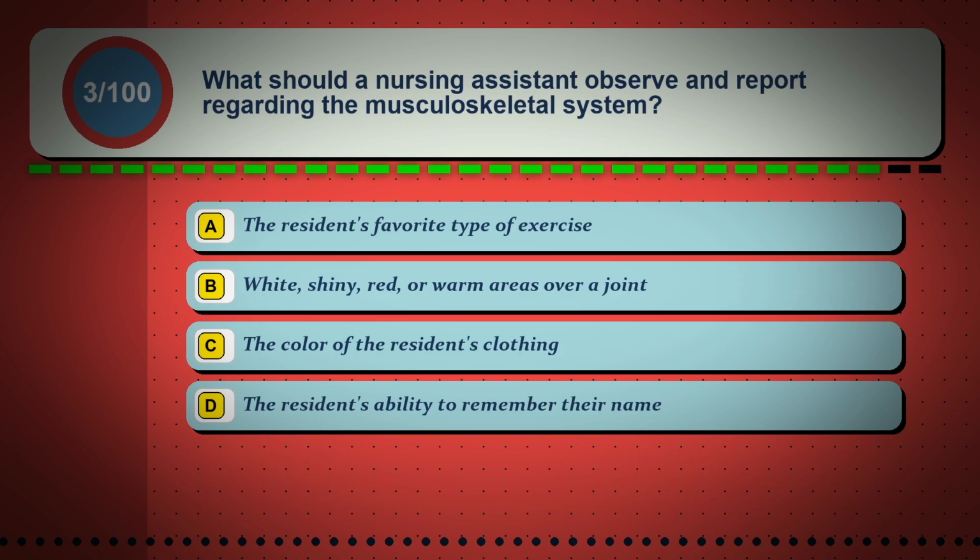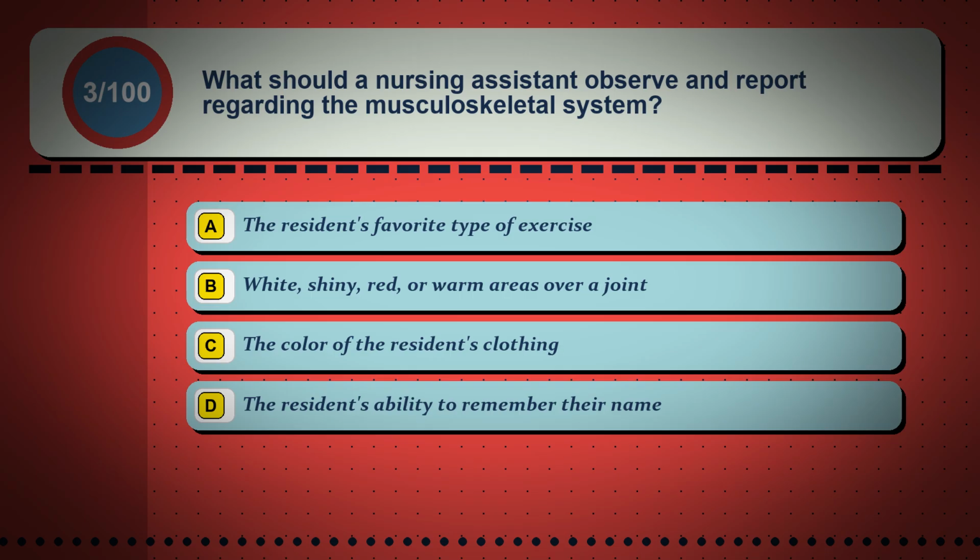Question 3. What should a nursing assistant observe and report regarding the musculoskeletal system? Option A, the resident's favorite type of exercise. Option B, white, shiny, red, or warm areas over a joint. Option C, the color of the resident's clothing. Option D, the resident's ability to remember their name.